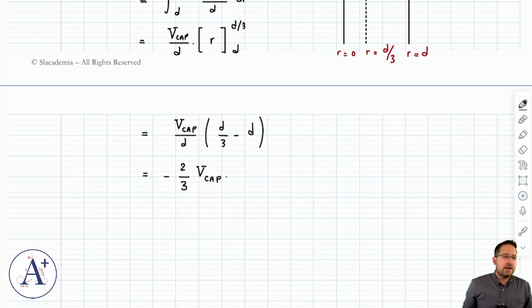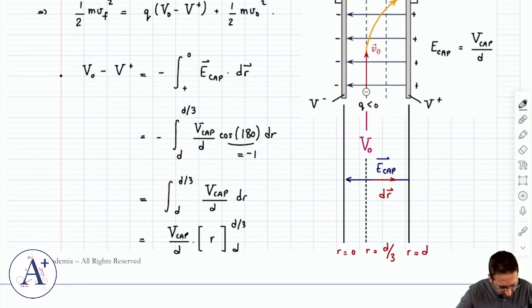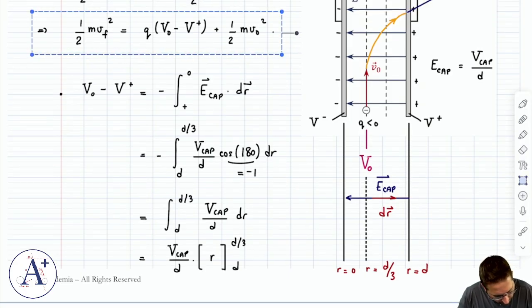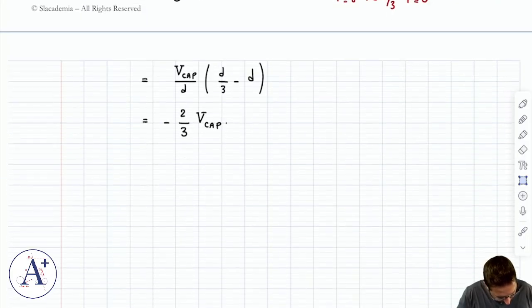Okay. Now maybe I quickly check that the negative makes sense. Okay, if you look at this, V plus is going to be more positive than V0, right? Because as I go from left to right, V increases. And so it makes sense that if I do V0 minus V plus, I get a negative number. In particular, I get minus 2/3 of V cap.